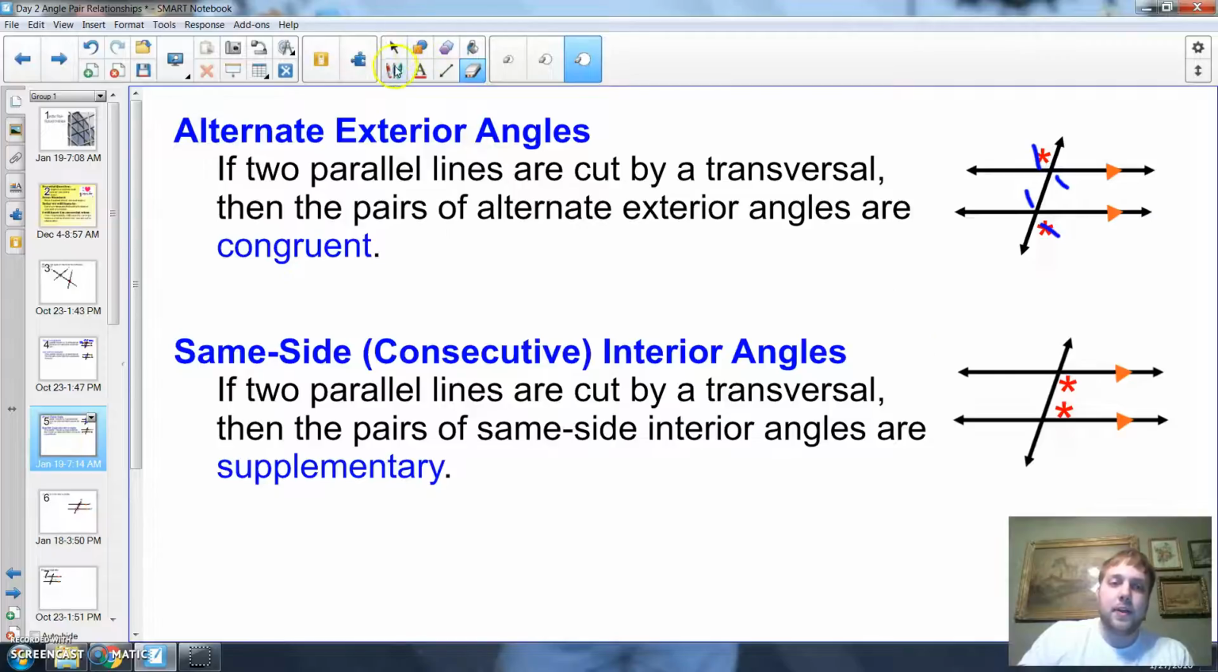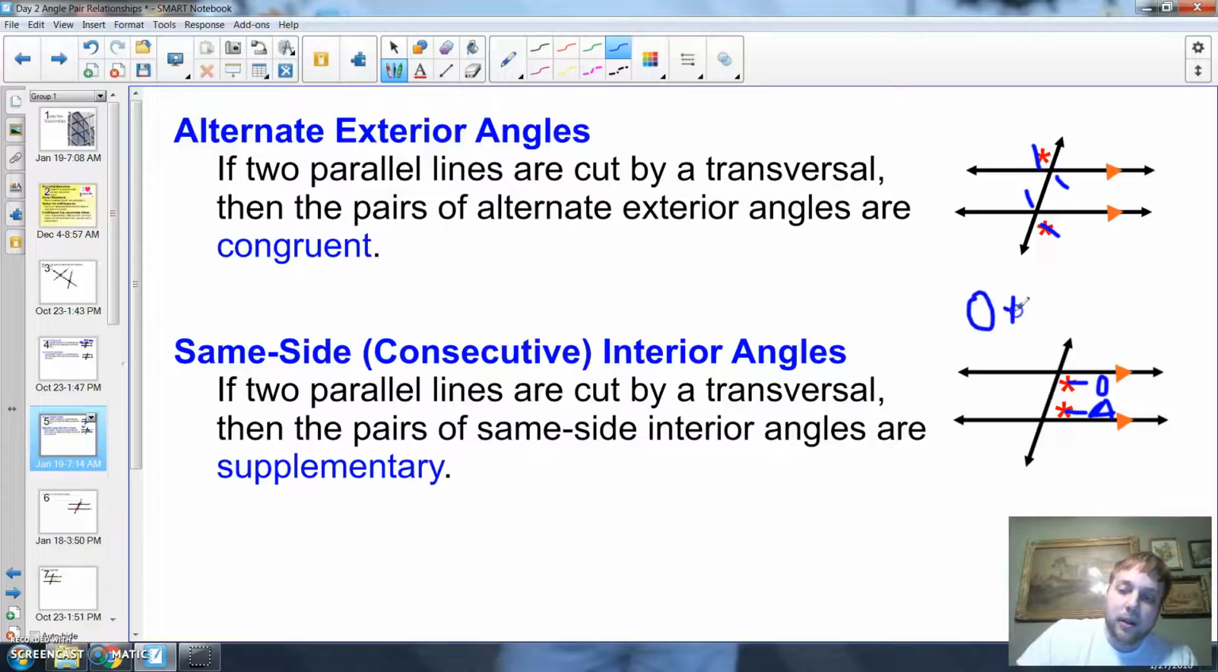Because watch, this is an obtuse angle. This is an acute. Right? So they're not going to equal each other. But I do know one thing. Remember what I said? My obtuse plus my acute angles will equal 180 degrees. Isn't that nice? That's lovely.